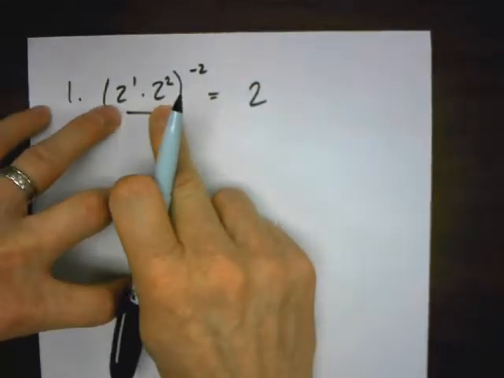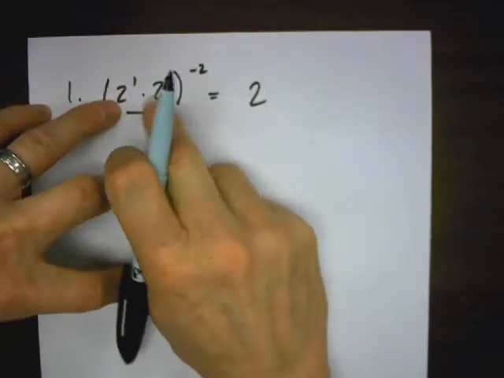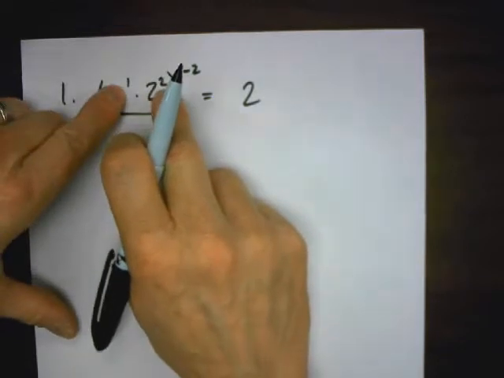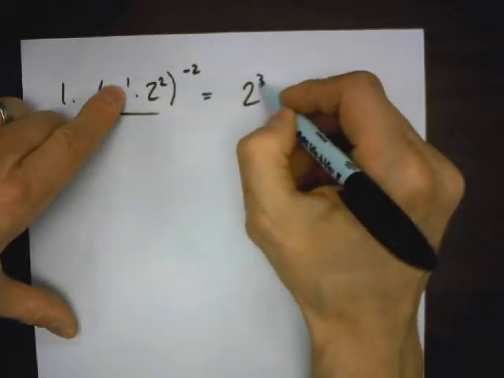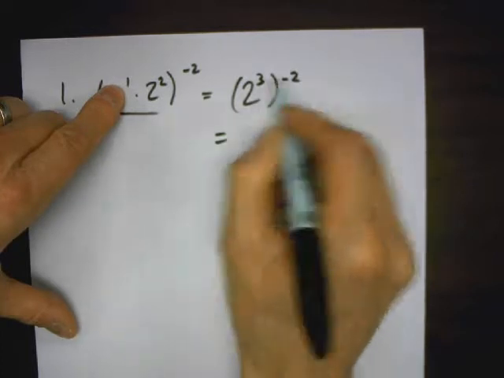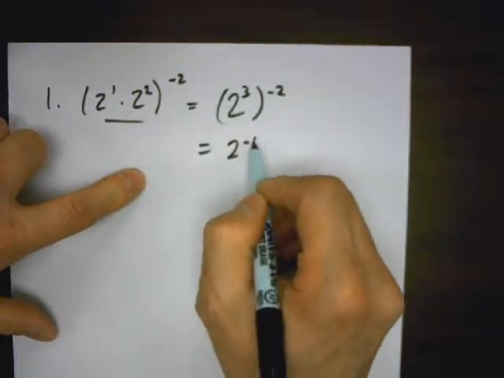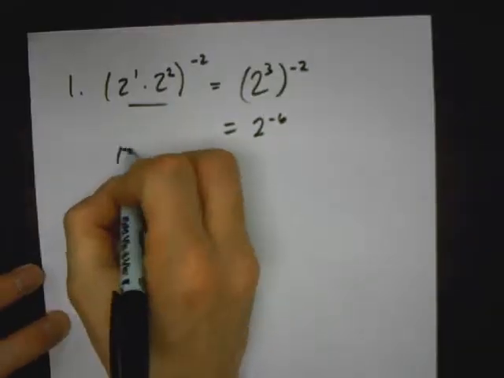There's a 1 there, so we copy the base when we're multiplying powers of the same power. And then I add the 2 exponents. 1 plus 2 is 3. Next thing we do is power of power. When we have it like this, with power next to power, we multiply those two. So this is 2 to the negative 6.